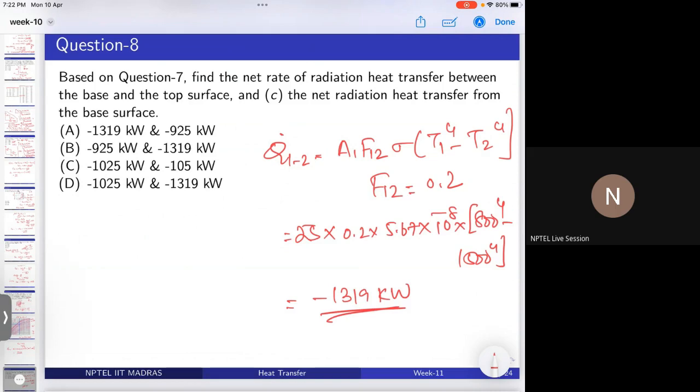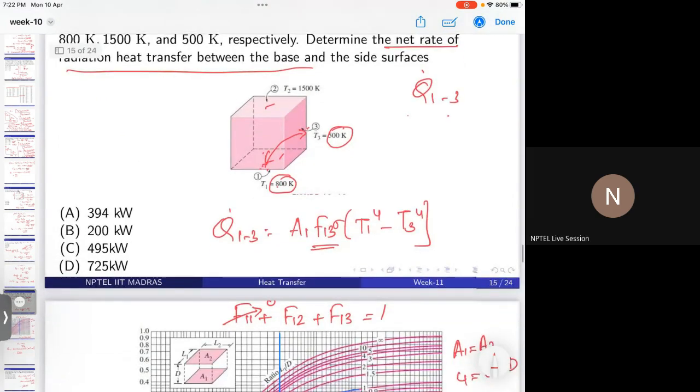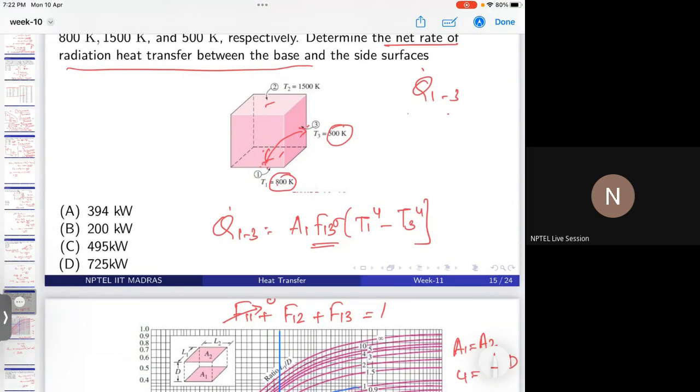But by getting the negative sign, we say that the direction is reversed. So the heat transfer is taking from 2 to 1. Now I think you got it clear. If you consider 2 to 3 also, it will be positive. If you consider 3 to 2, it will be negative.